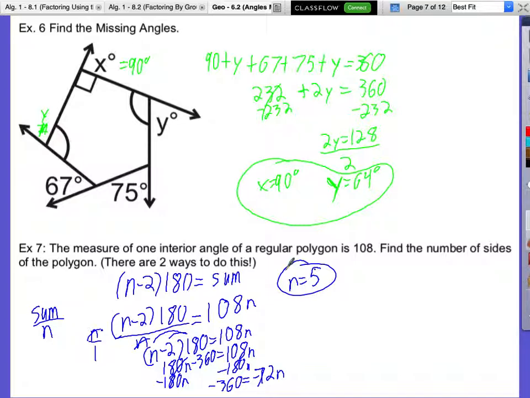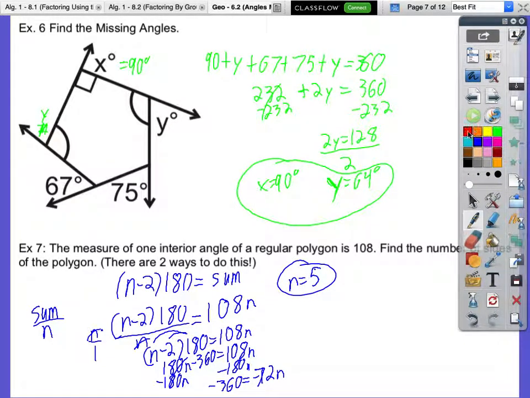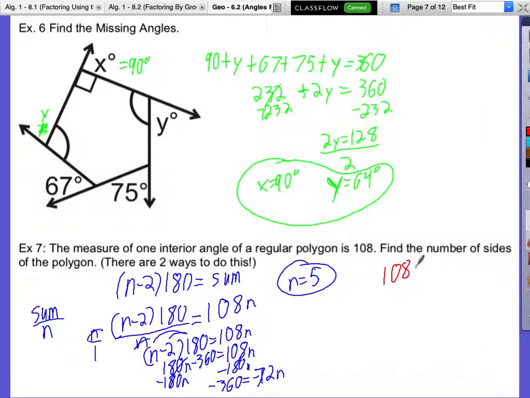Here's another way. Let me walk through another way quickly how we can do this, okay? Now, if one angle is 108 degrees, what's going to be the exterior angle? How can you find the exterior angle? 72. So you can subtract from 180 and get 72. Now, what do we know about the exterior angles? What are they all going to add up to be?